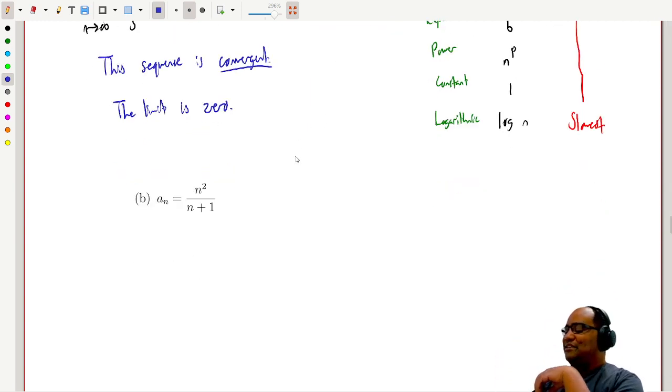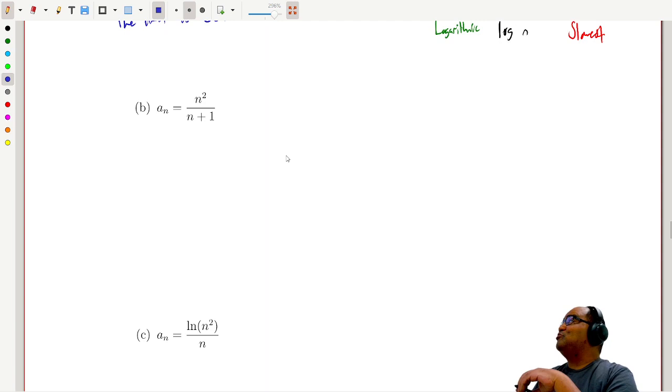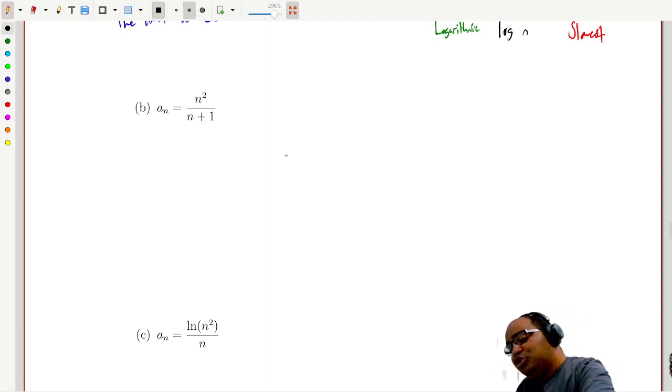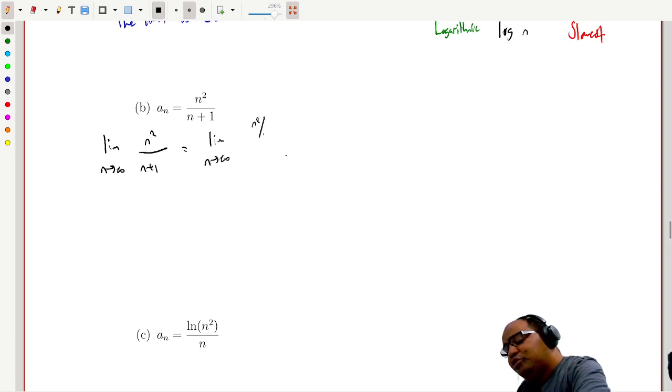All right, so let's take a look at this next one here. N squared over n plus 1. We have two power functions, quadratic over linear. What is the highest power that appears? It's a square. So we're going to divide top and bottom by n squared. So let's write this here. N squared over n plus 1. I'm going to divide top and bottom by n squared. So we have n squared over n squared, n plus 1 over n squared.